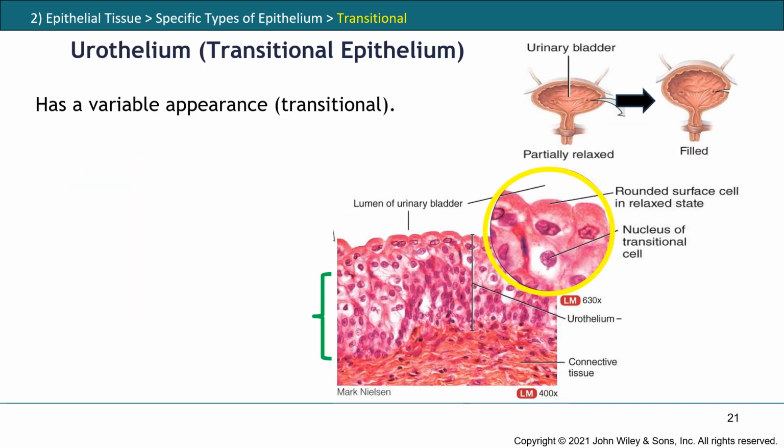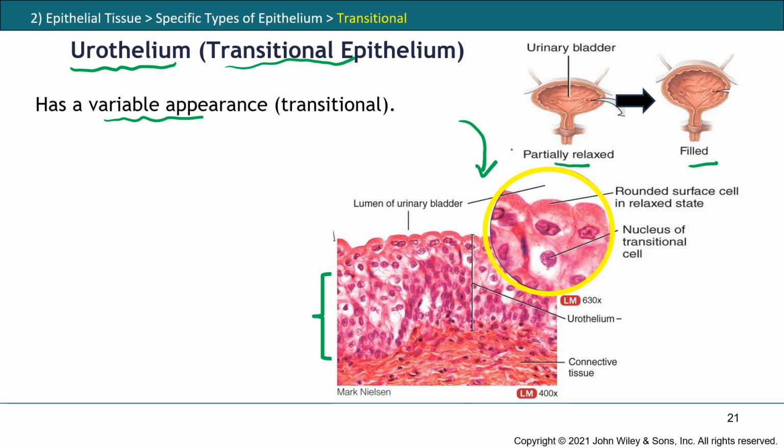Now we're talking about the transitional epithelium, but instead of schematics, your textbook provides this pretty picture. And I forgot to tell you last time that the urothelium is the epithelium that lines the urinary tract. Okay, so bladder, urethra, etc. And here I told you that this one has a variable appearance, so this way it is called transitional when it's relaxed and when it's filled.